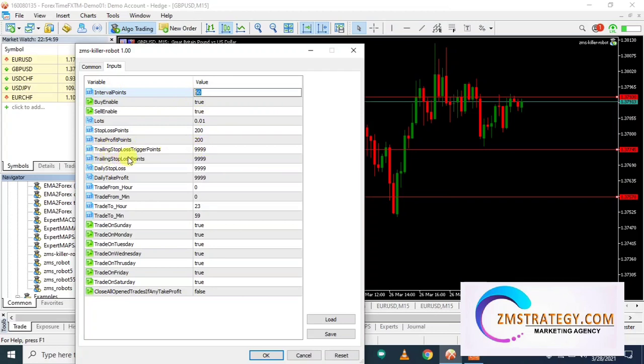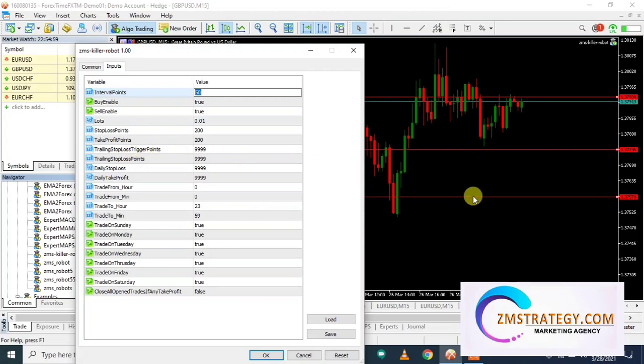So let me talk about the trailing stop. Like I said in the previous video where I explained some of these functions, I made a mistake. Now let's say, for example, we are using 50 points. On every 50 points, we are saying that the robot should be taking a trade. Now we can use this trailing stop to protect our profit.